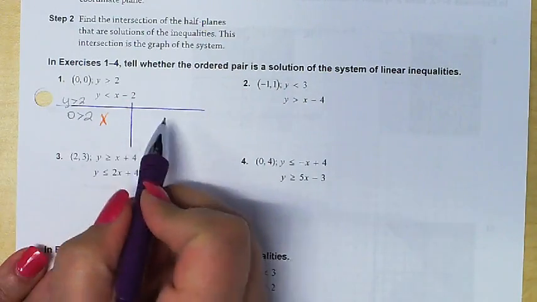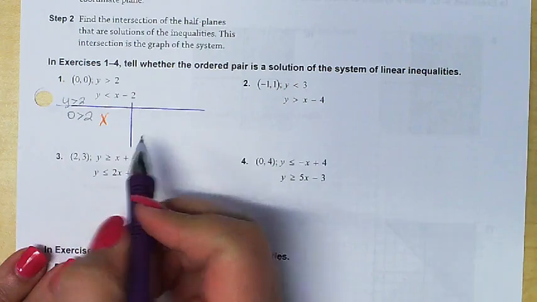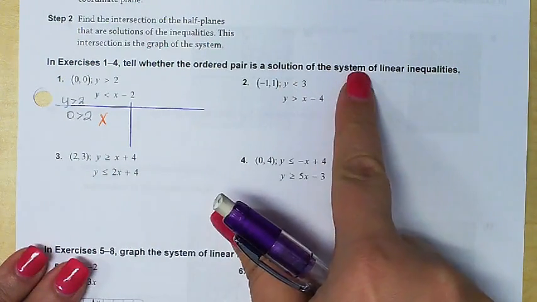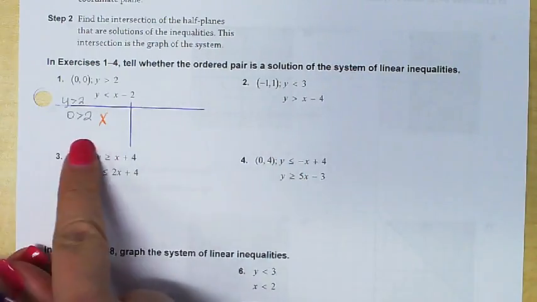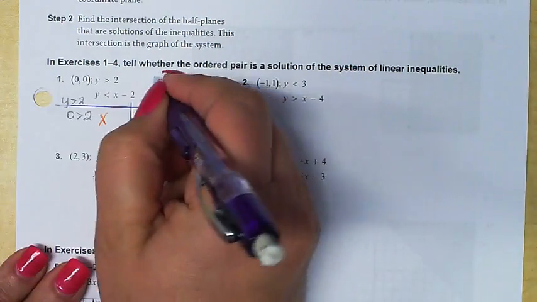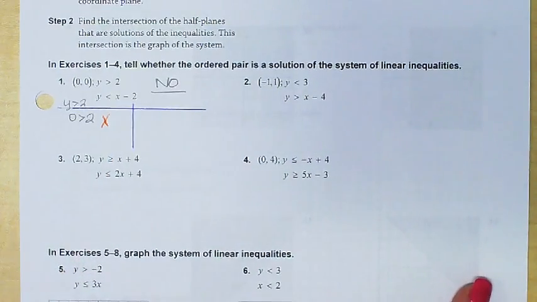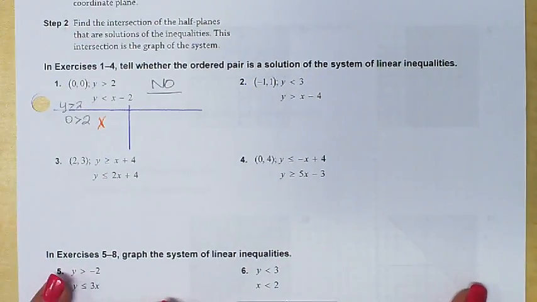If it fails the first one, I don't even have to bother with the next one. It already failed the whole concept of it being the solution to the system, because for it to be that, it would have to be true in both. So the answer for this one is no, since it did not work in one of the inequalities. Okay, let's try number 2.